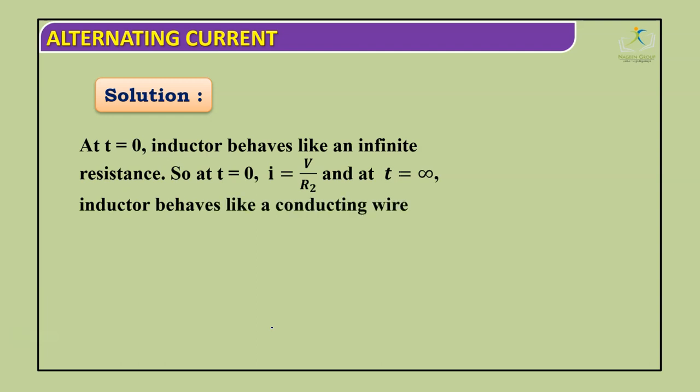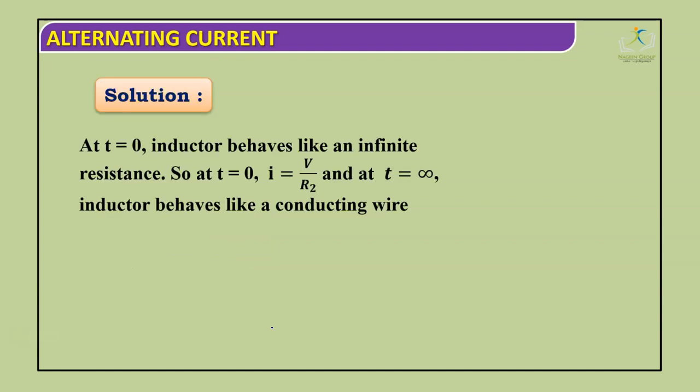So at t equals 0, I equals V by R2, and at t infinite, the inductor behaves as a conducting wire. So I equals V equivalent divided by R equivalent. If I put all these values together, we get this final result.